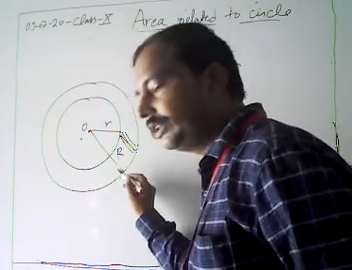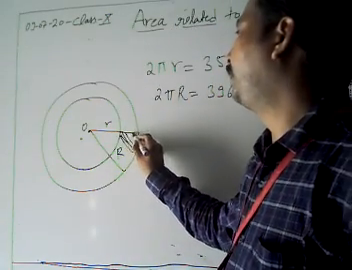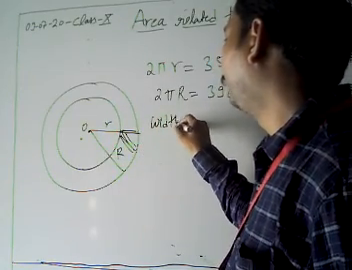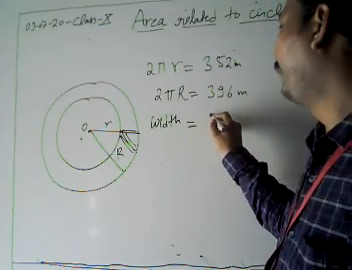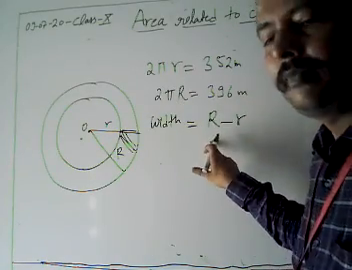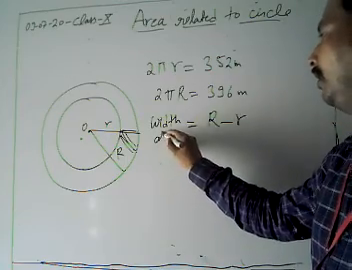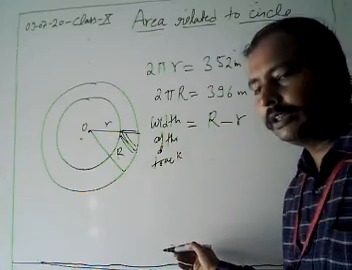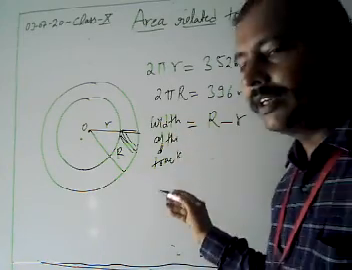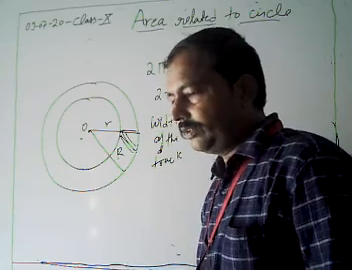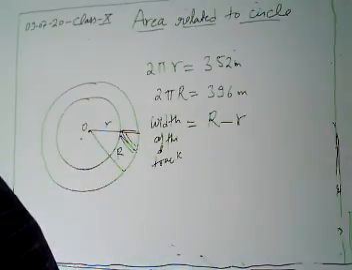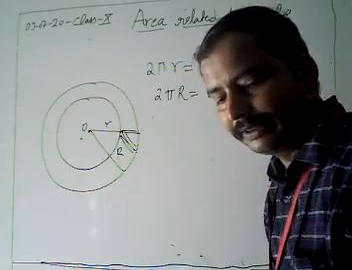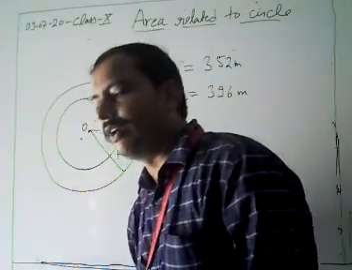How can we find this width? From here to here is capital R. To find the width of this track, we have to find the distance between them. This is our width of the track. The width of the track is the difference of the outer radius and the inner radius. From the given problem, we are going to find first the inner radius, then the outer radius, and then the difference of the radii is our required answer.